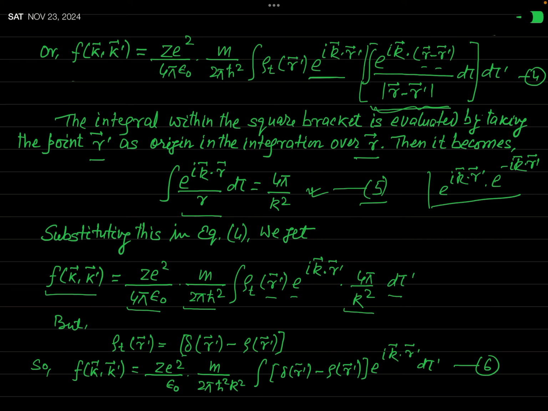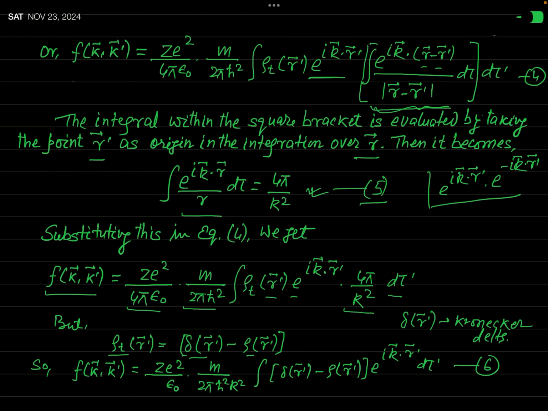But as I have told you earlier, the total charge density, which is the charge density due to the nuclear charge and the electronic charge, is defined by delta of r dash minus rho of r dash. Here, this delta of r dash is what? Definitely you have an idea of it. This is called the Kronecker delta.